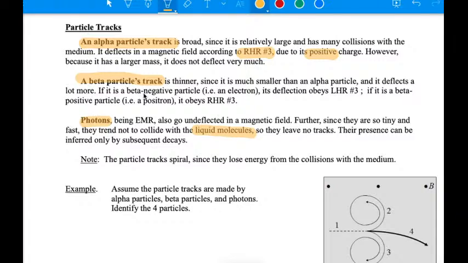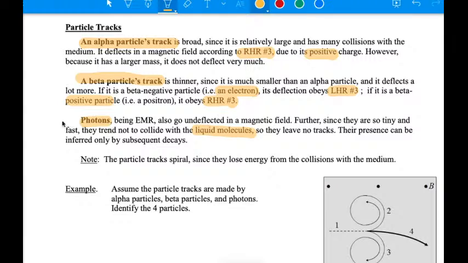If this is a negative beta particle, which is an electron, it'll obey the left-hand rule since it's negative. If it's positive, it'll be right-hand rule. So again, following those rules back from Unit 3, you can go into the Unit 3 workbook if you're not remembering those right-hand rules very well, and do a quick review of that.